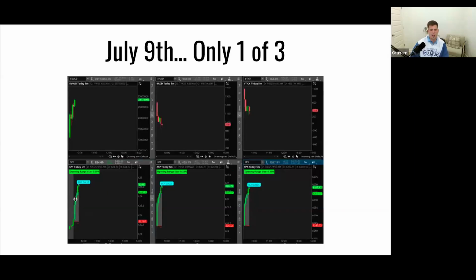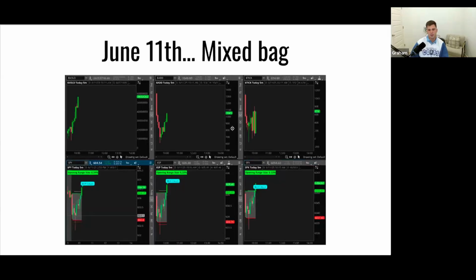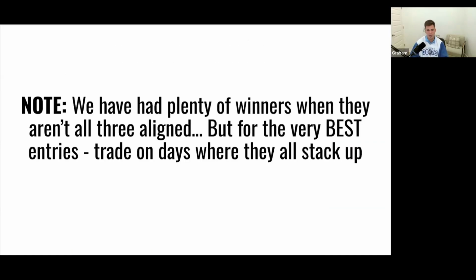Here's another example. July 9th, buy calls, right? Bold was going higher. That's good. ADD was going lower. Tick was going lower. We ended up taking a loser that day. Only one of the three aligned. June 11th was kind of a mixed bag. Bold going higher, ADD falling, tick falling. It did not work out. Now keep this in mind. We have had plenty of winners when there aren't all three aligned.